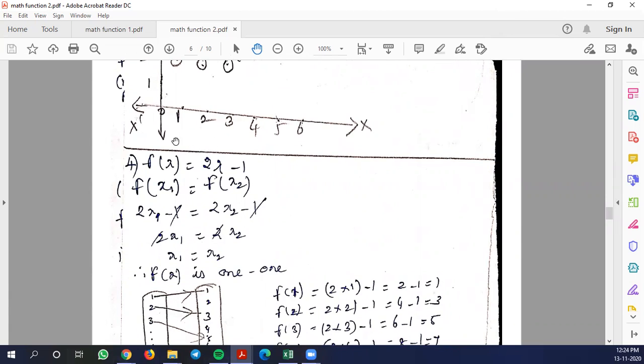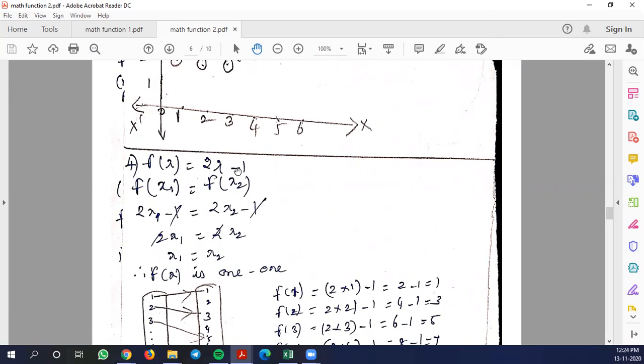Then the fourth sum: show that the function f from N to N defined by f of x equal to 2x minus 1 is one-one but not onto. So here the function is N to N, so natural number to natural number. So f of x equal to 2x minus 1.